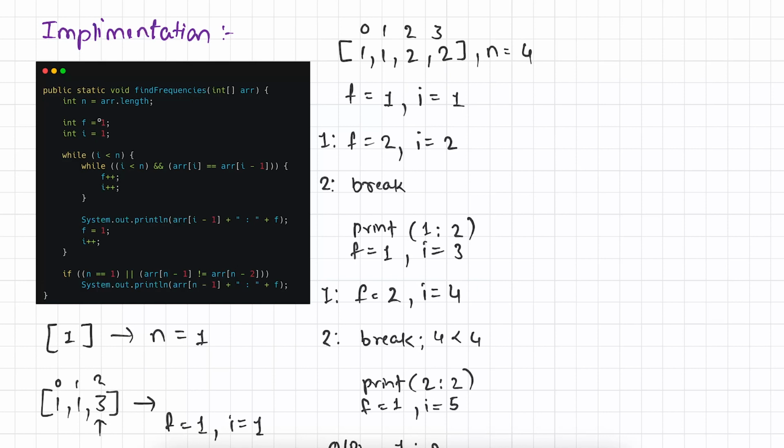f is equal to 1 means the frequency of the first element is 1. Because if you have one element, then obviously the frequency of one element is always going to be 1. i equal to 1 means we are simply counting one element and the frequency of one element is 1. And then we are running a loop from the next element. Okay. And inside this loop, we are again running a loop to count the frequency of the element.